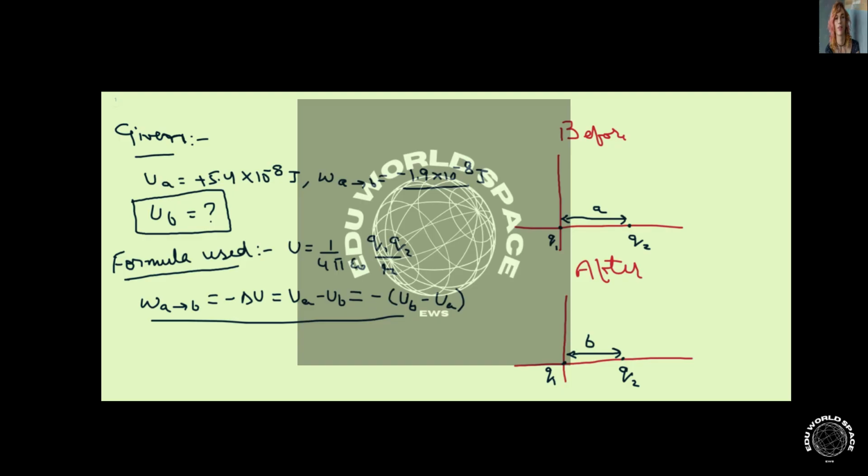So we have W A to B, and we can find UB from this equation. Let's say this is equation number 1.